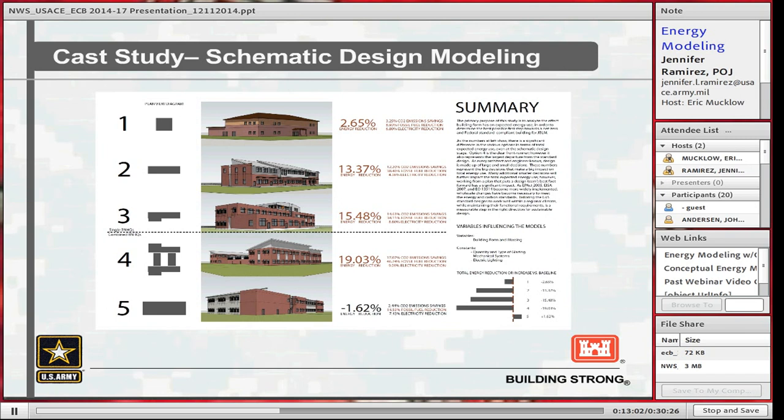Now in this case, you notice that there were quite a few more options that could have had more energy efficiency. However, based on the customer's requirements and maximizing the site, we ended up going with option number 3.